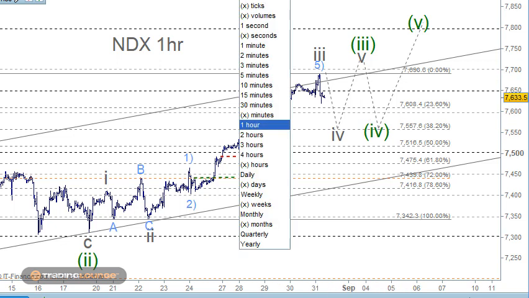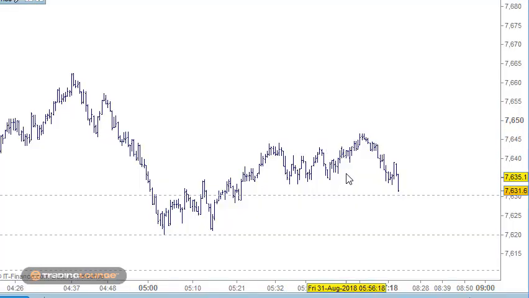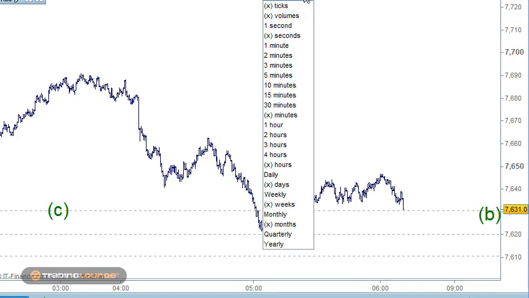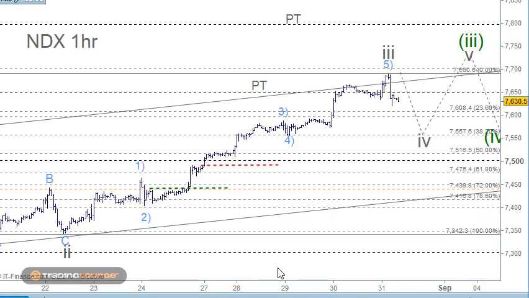Alright, I don't think the tick chart can help us. I don't know if I've done any work on the tick chart or even updated it. No, I haven't. But we can expect it to move lower anyway in this instance. So that's it. Pretty short but sweet.